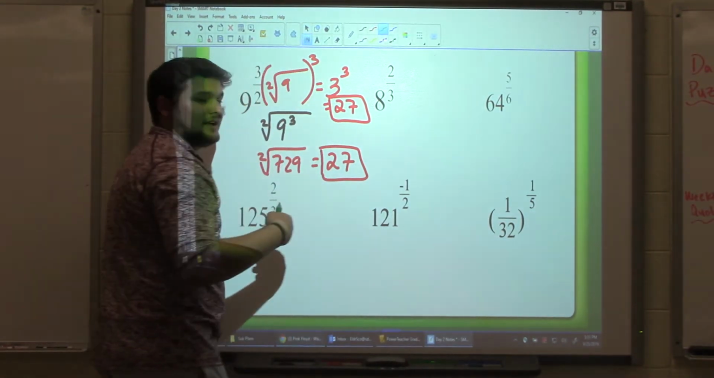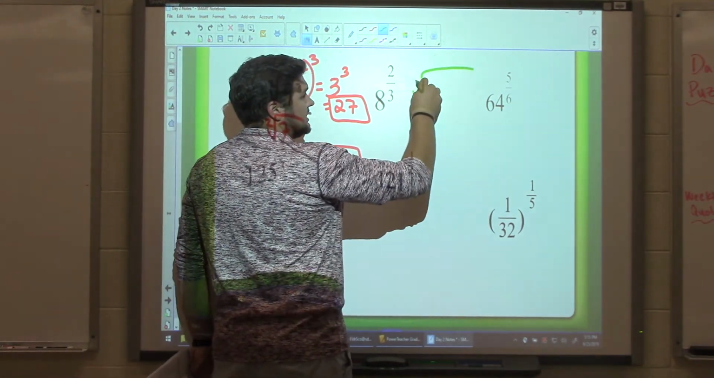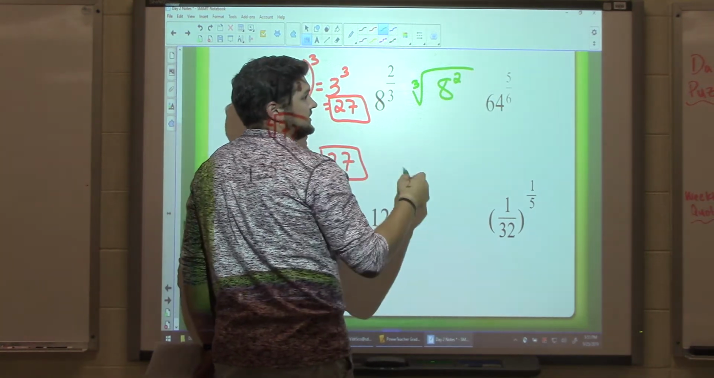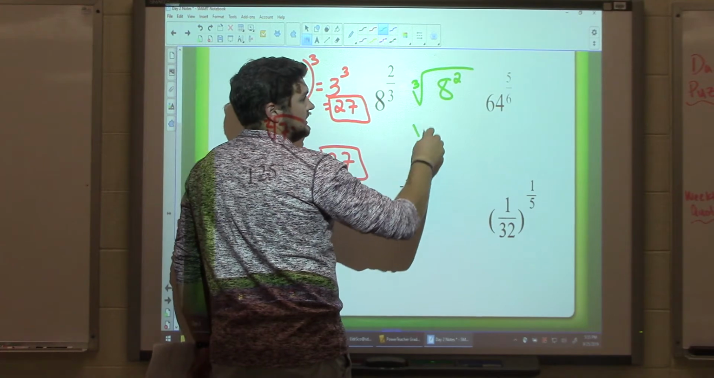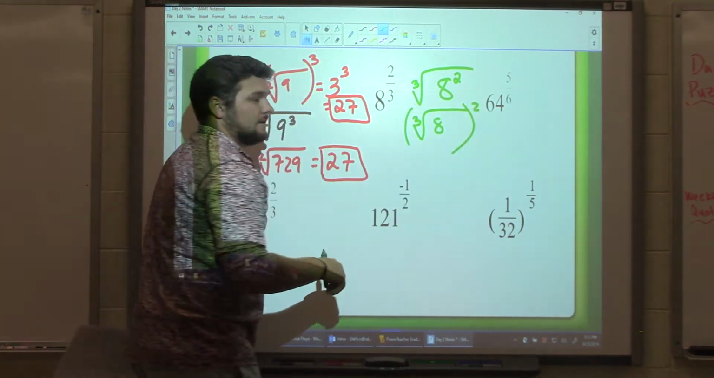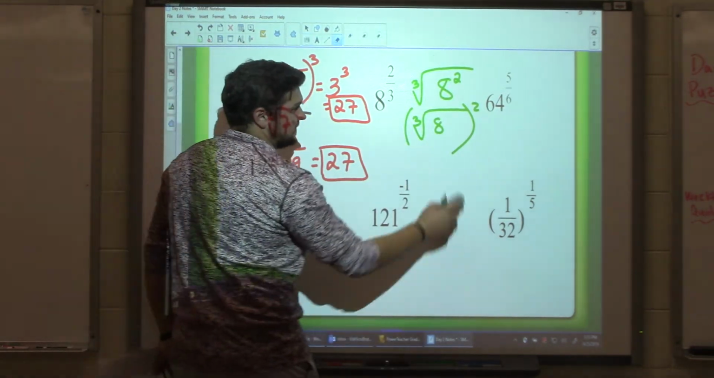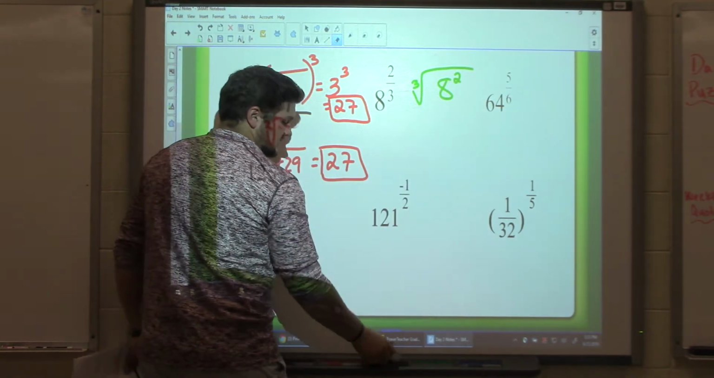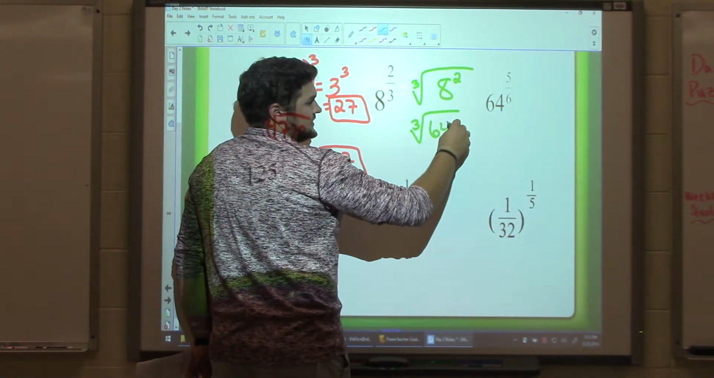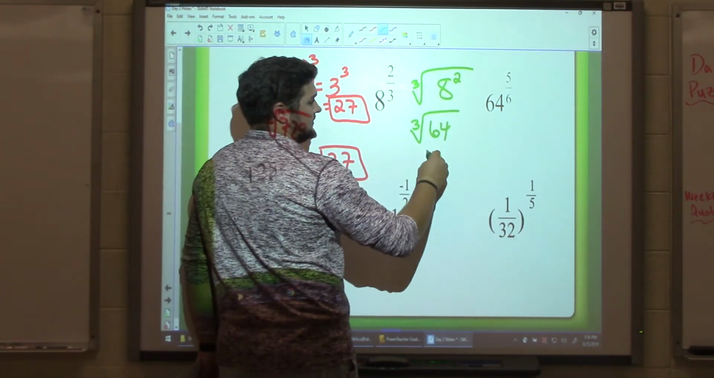Alright, the next one. 8 to the 2/3 power, same thing. My denominator becomes my root. 8 goes underneath, and you can either put the squared inside, or you could write it cube root of 8 squared. Now I'm just going to leave it as the top one. I'm going to erase this bottom one. You can do the bottom one if you'd like, but you don't have to. So 8 squared will give me 64. So the cube root of 64, well, what to the 3rd power equals 64? It's going to be 4.